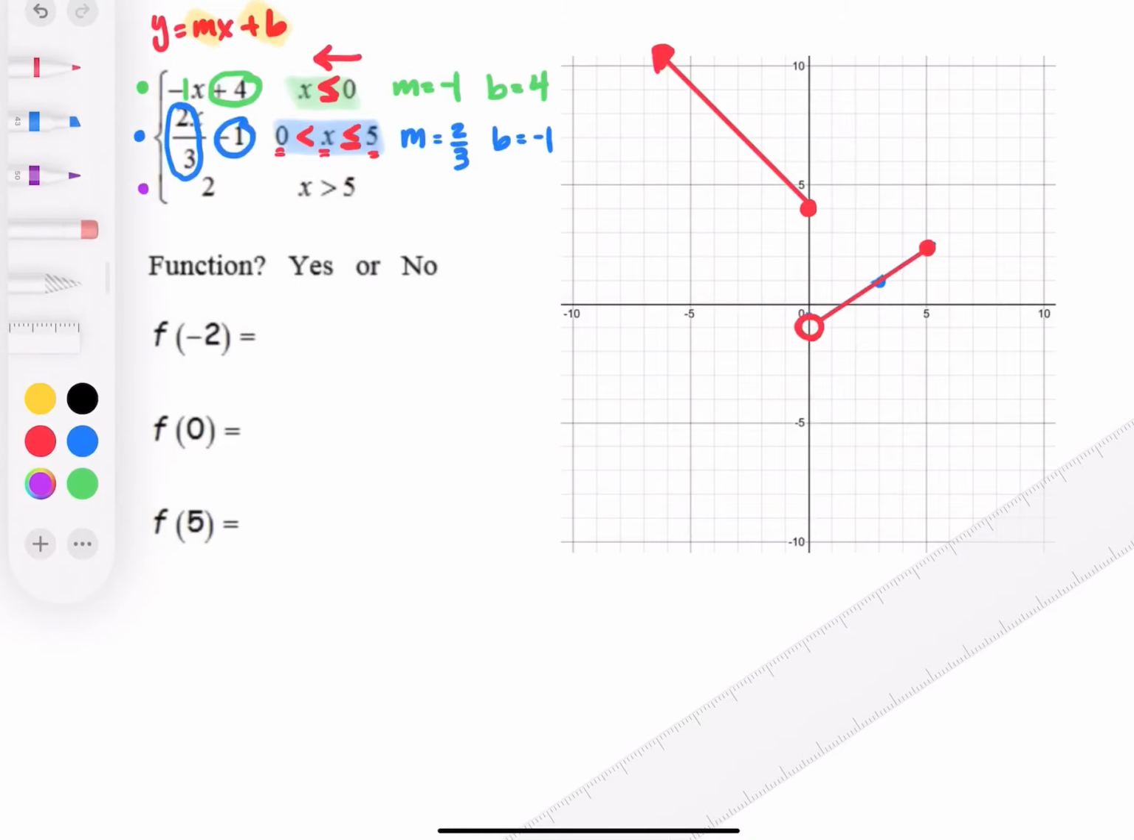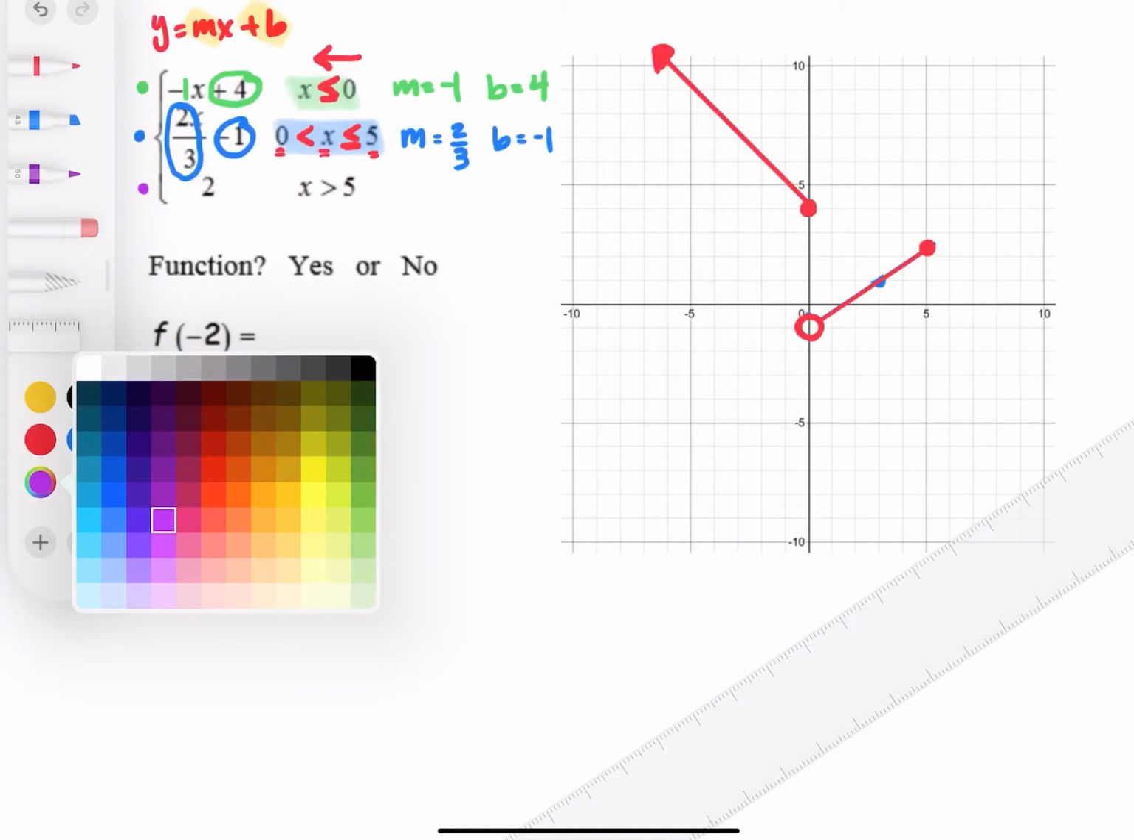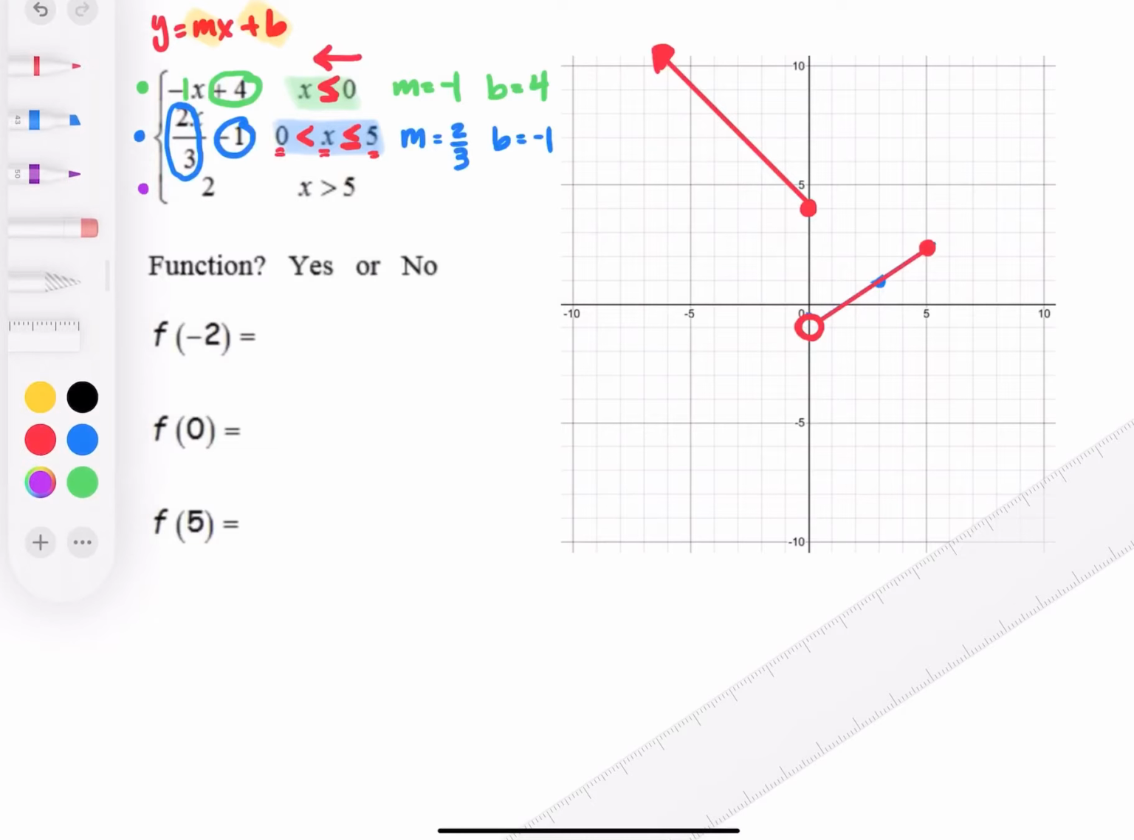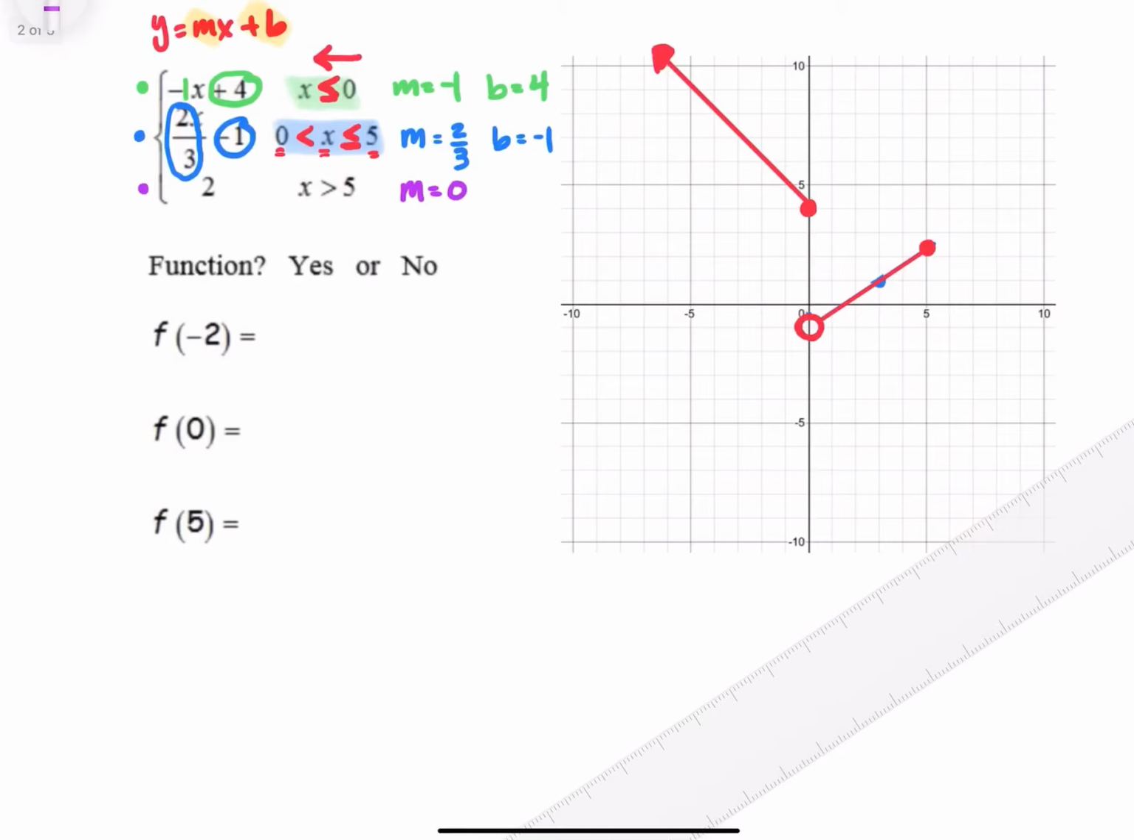The third piece is going to be 2, and that's all we have, which means the slope is going to be 0. So we don't have a slope here because there's no x value. So that means the slope is 0, and the y-intercept is at 2. Okay, now anytime I have just a number, that's a big clue saying that we have a horizontal line because the slope is 0. So if the slope is 0, it's going to be flat. It's going to be a horizontal line.